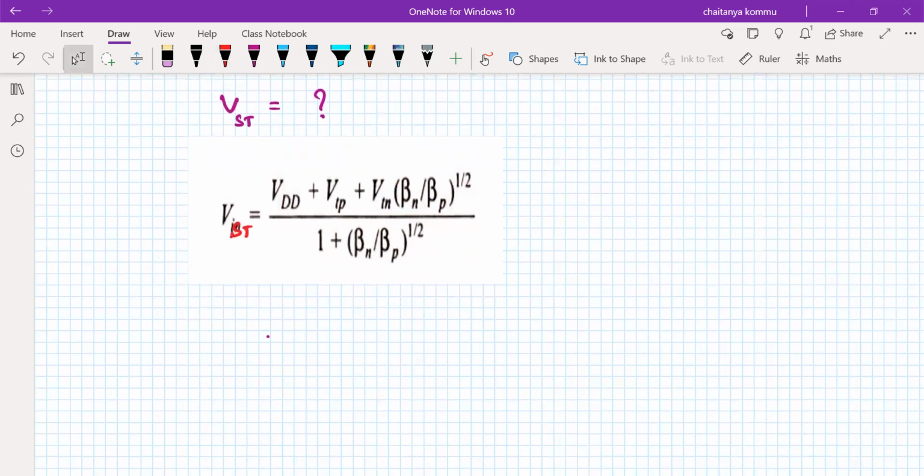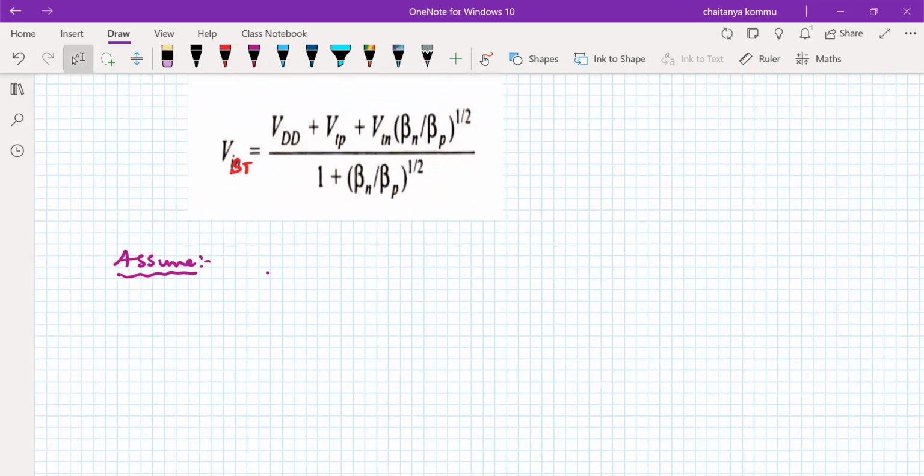So from this equation, we can write some typical values. Okay, assume that, to find out what exact value VST takes in a transfer characteristic. Assume that VTP is equal to VTN, and beta n is equal to beta P. That is the only choice.